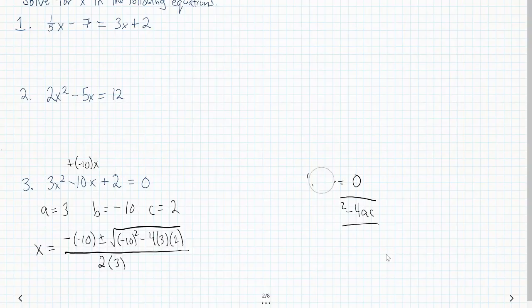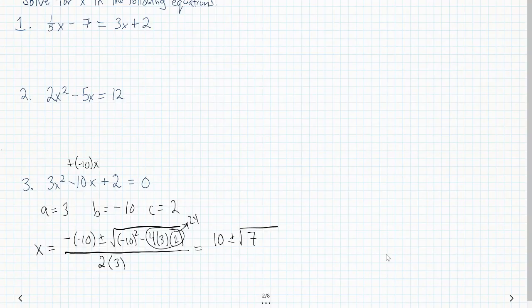Okay, so simplifying this, what actually happens? Well, notice this gives us negative negative 10 makes 10, plus or minus the square root of 100 minus, so this would be 12 times 2, which is 24. So this portion right here is going to be 24. And 100 minus 24 is 76. Okay, and we get a 6 right there.